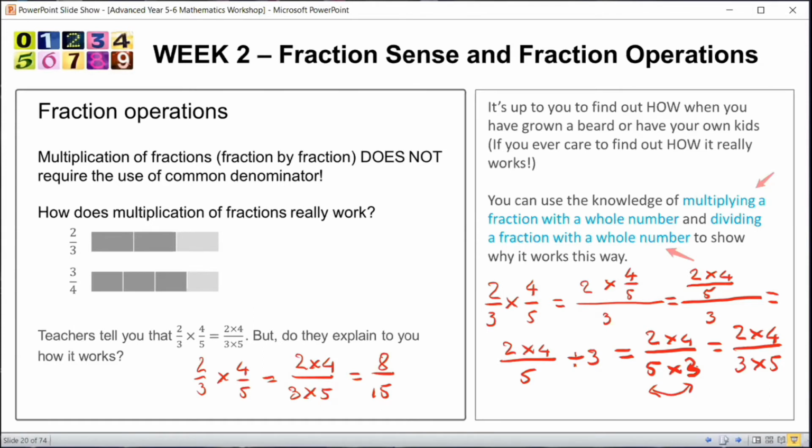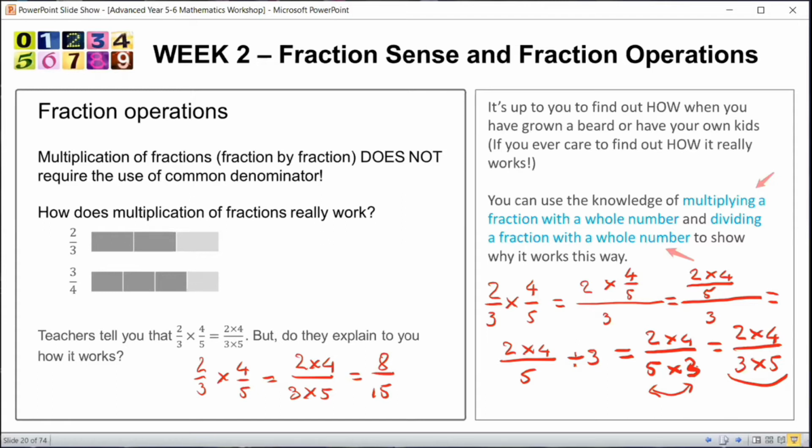So this is actually called a shortcut. That's actually a shortcut. The long way is what I have shown you. That's the long way to do it. So the shortcut is just to multiply top with top and bottom with bottom. You get it? Yep. Good.